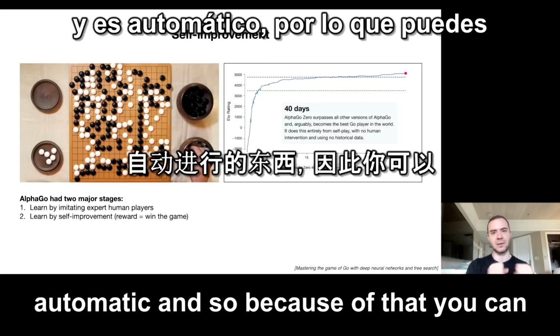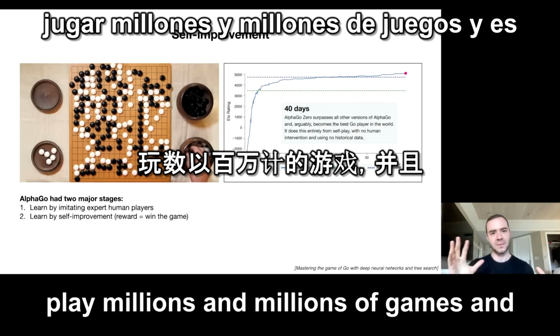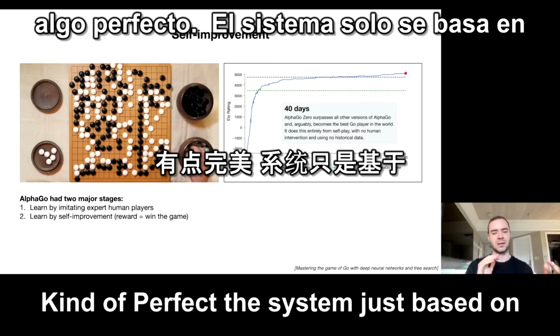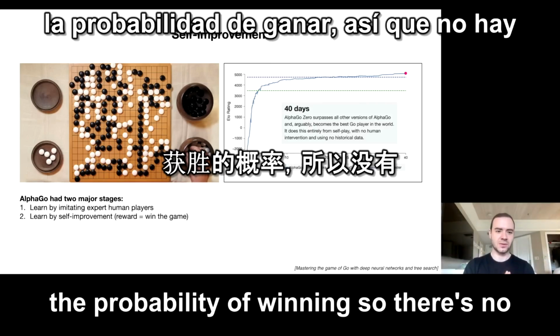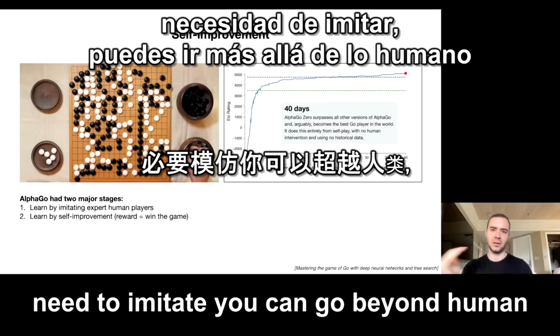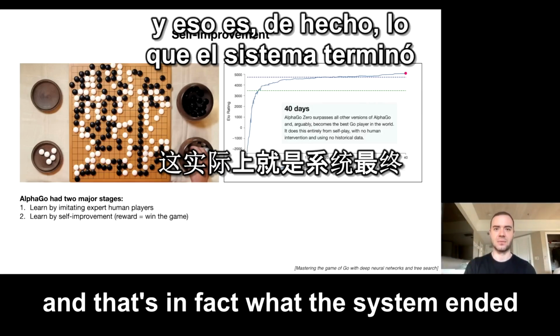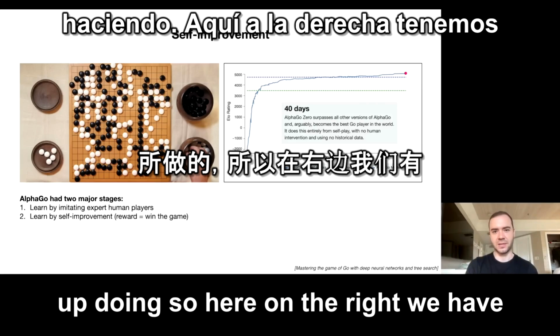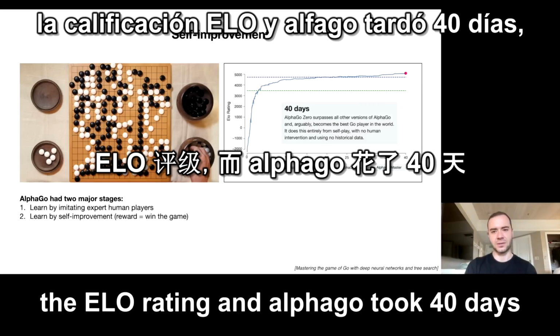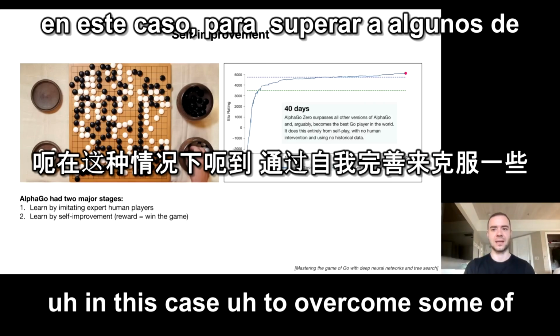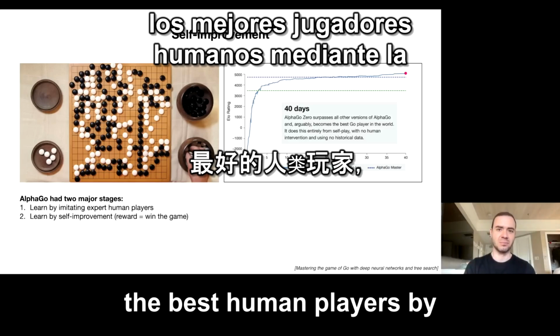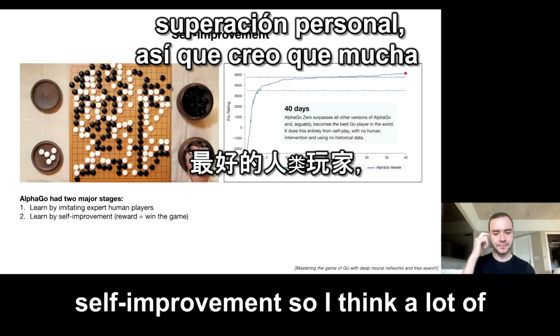And so because of that, you can play millions and millions of games and kind of perfect the system just based on the probability of winning. So there's no need to imitate. You can go beyond human. And that's in fact what the system ended up doing. So here on the right, we have the ELO rating, and AlphaGo took 40 days in this case to overcome some of the best human players by self-improvement.